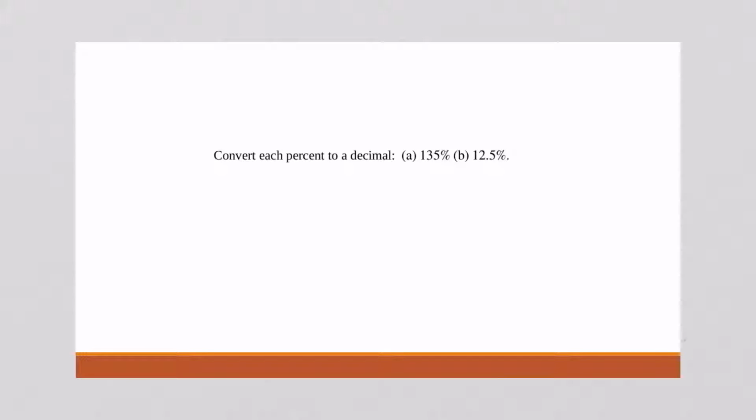Remember, I've been saying move the decimal to the left 2 places, not 3. So 135%, here's the decimal right after the 5, moved to the left 2 places, actually turns into 1.35.